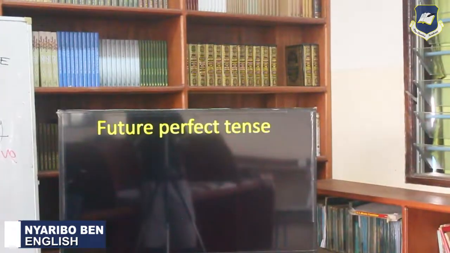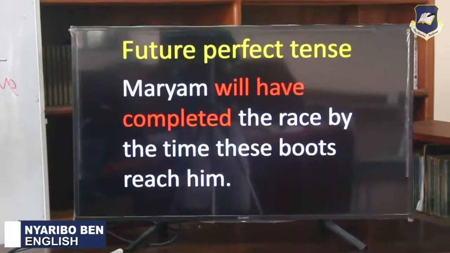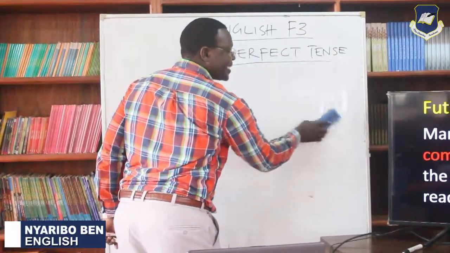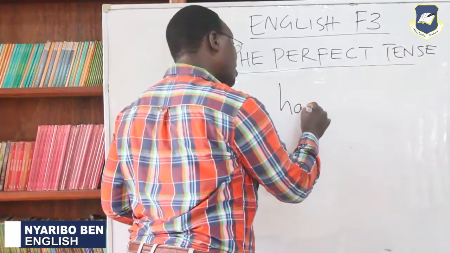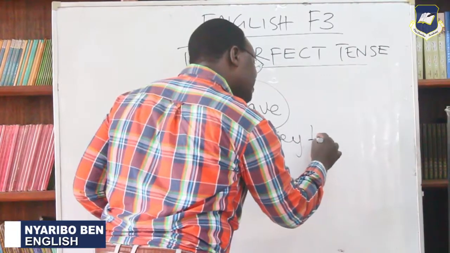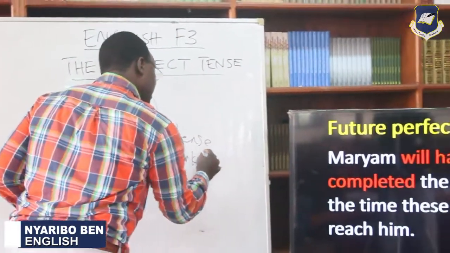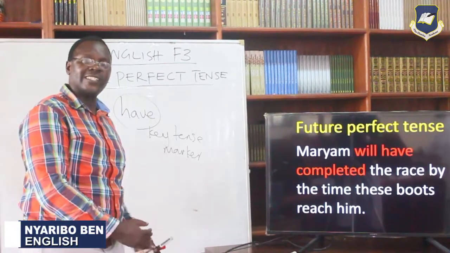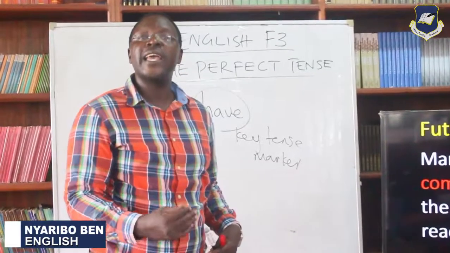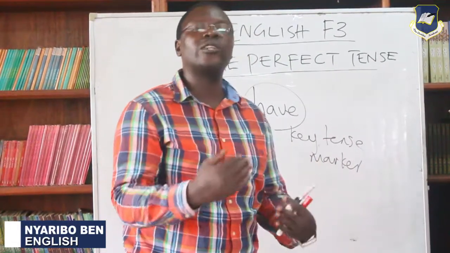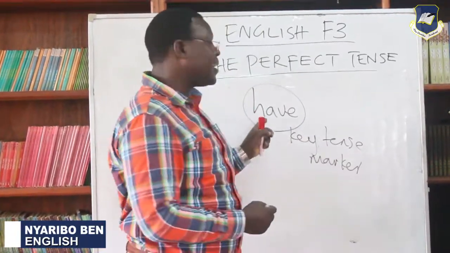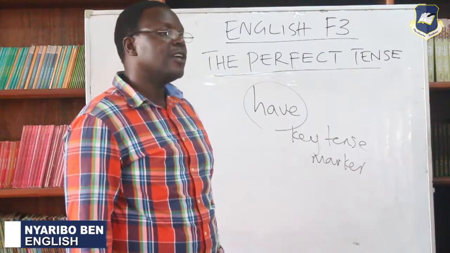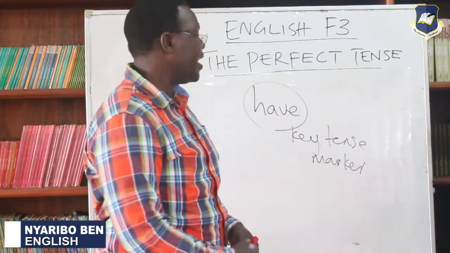So if you look at that, we have future perfect tense. Future perfect tense, Mariam will have completed. I want you to note that the key tense marker is have. This is the key tense marker. Whether it is present perfect continuous tense, past perfect continuous tense, future perfect continuous tense, and conditional perfect and the conditional perfect continuous tense, all this must have a manipulation of have or has or had. That is the tense marker. So, what is the tense marker for the future? It is will.